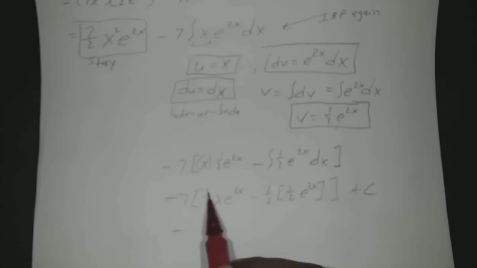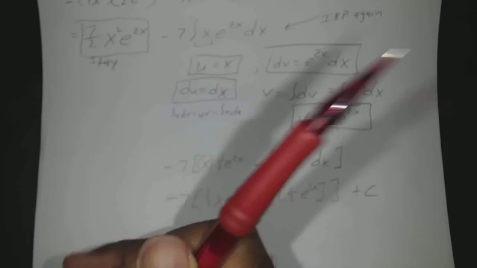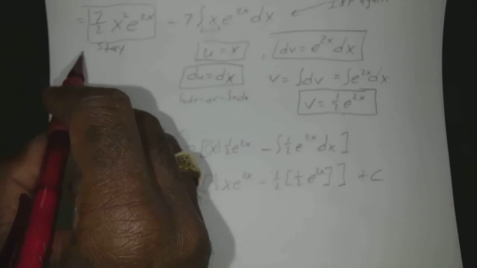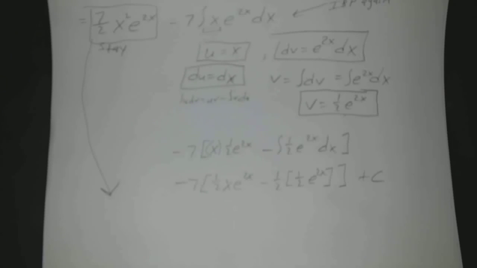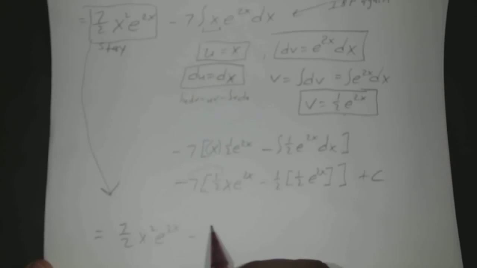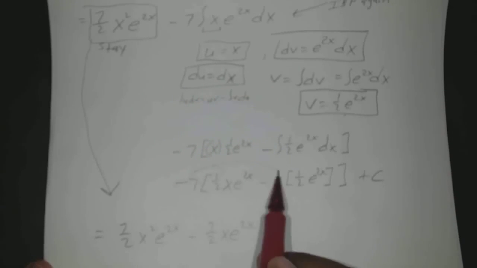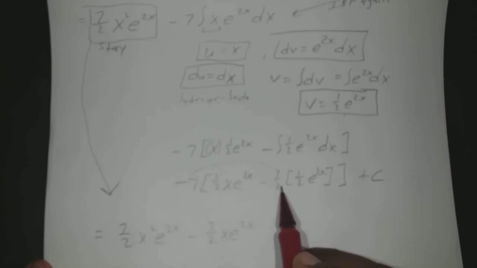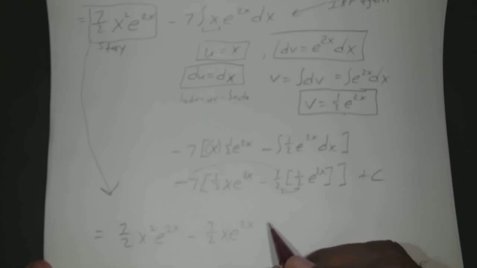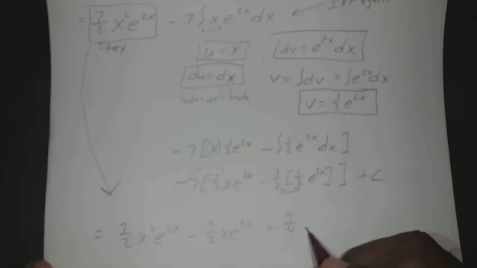Which means we have negative, I guess you can go ahead and distribute that negative 7. So if we brought that down all the way to the end, it would equal 7 over 2 x squared e to the 2x. We distribute that, minus 7 over 2 x e to the 2x. We distribute it again. We have plus 7 over 2, well, 7 over 4 once you combine those two, e to the 2x plus c.